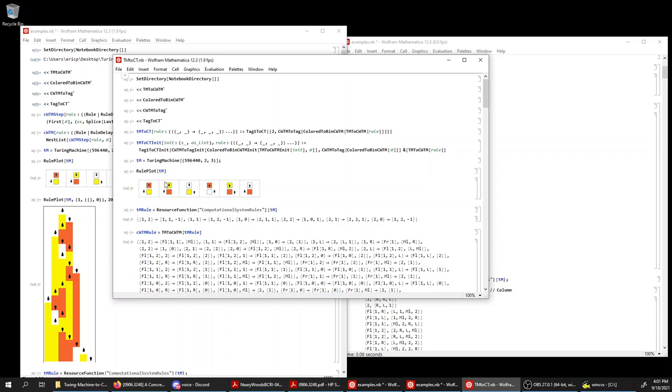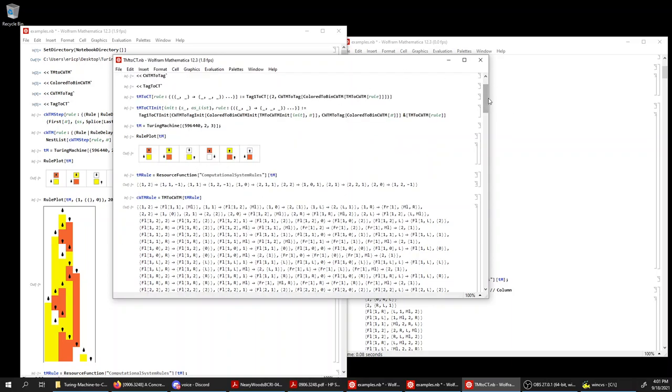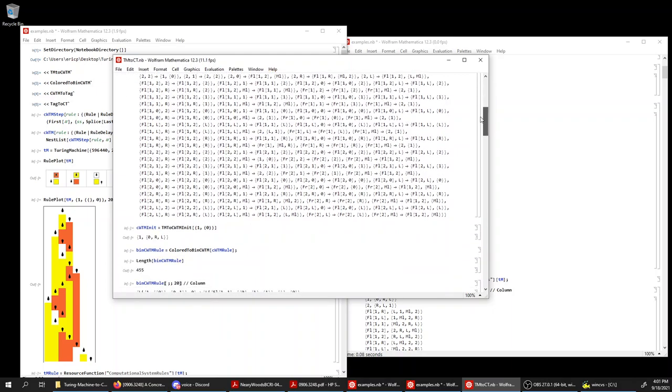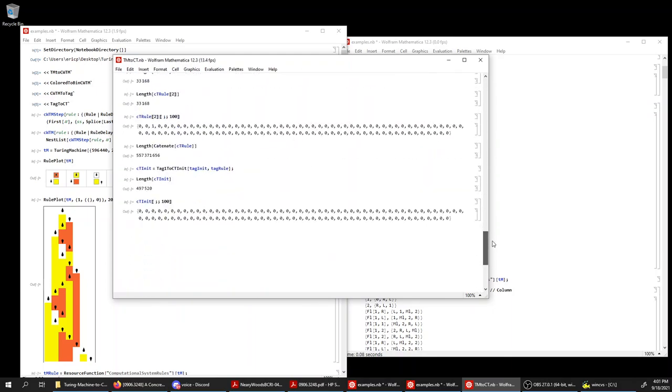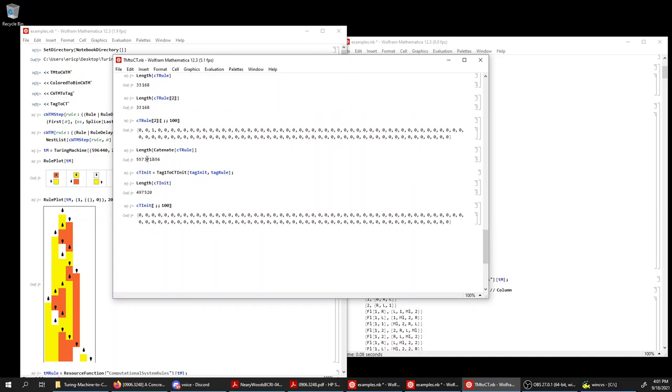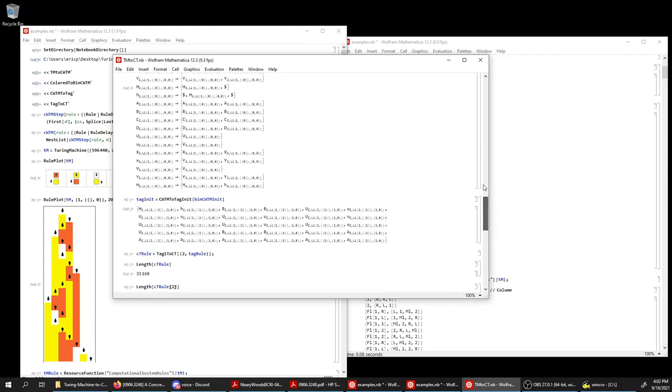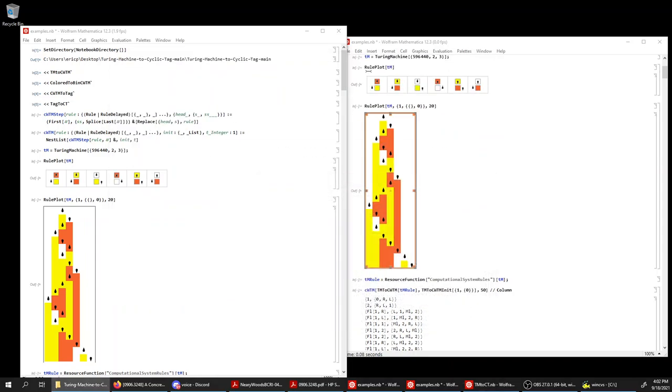So, in this one, I take that same Turing machine, and I actually go through all the steps to turn this into a cyclic tag system. And I don't know, the main point is that at the end you get to this cyclic tag rule, which has like 557 million symbols in the rule, and then the initial condition ends up being like 500,000. So yeah, that's pretty much that.